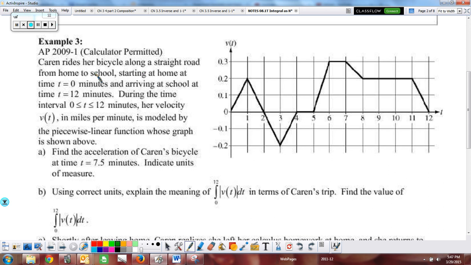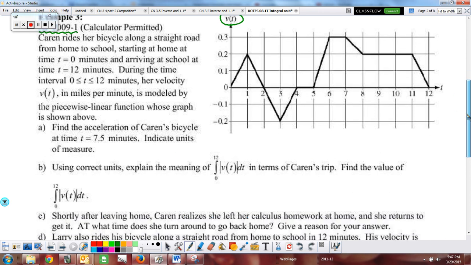All right, so now let's take a look at some examples here. We have our 2009 example. This was a calculator problem. We have Karen. She's riding her bicycle. She started at home at t equal to 0 minutes, and she arrived at school at t equal to 12 minutes. During the time on this interval, her velocity is modeled by this function. So this is our velocity function, our rate function. All right. So let's look at each of these parts and think very carefully about them.